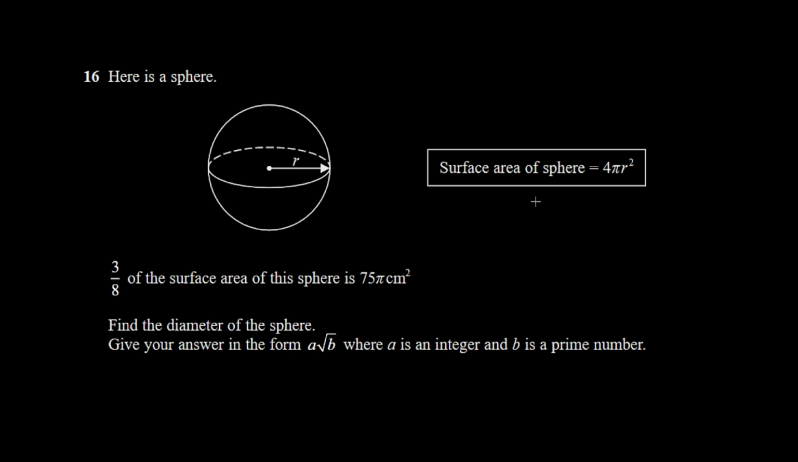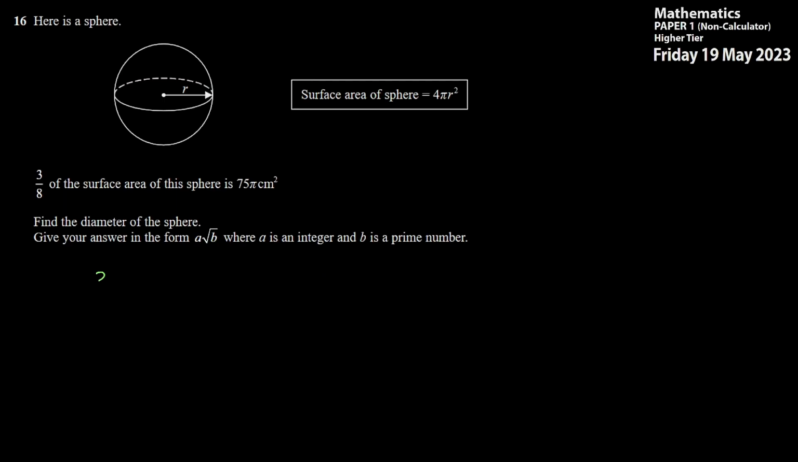So we've got the formula for the surface area of a sphere. So we need to find the total surface area of our sphere. And as we don't know the surface area, I'm going to call it S. So the first equation I can set up is using this line of information here. 3/8 of S is equal to 75 pi. So therefore, S is equal to 75 pi multiplied by 8 divided by 3.